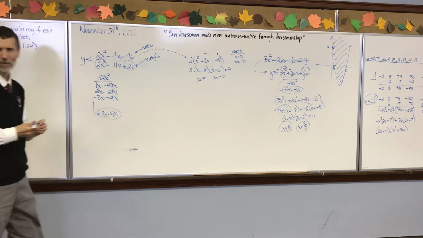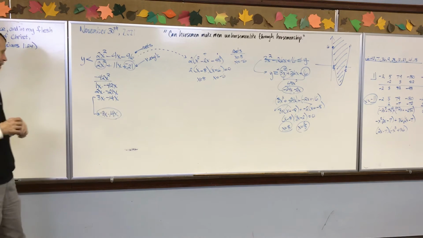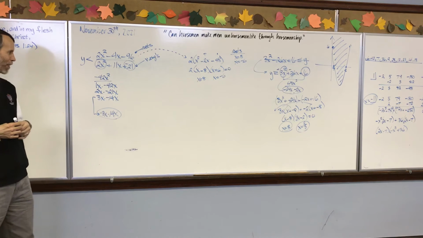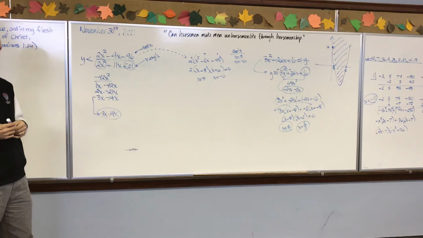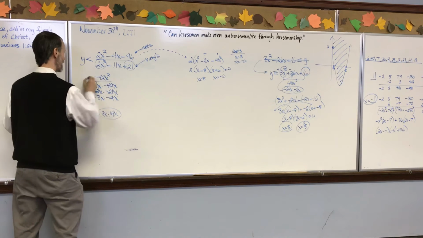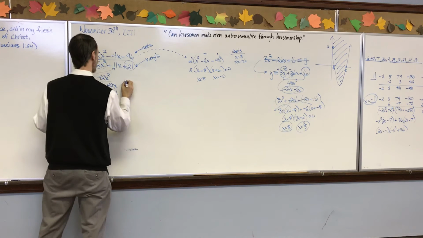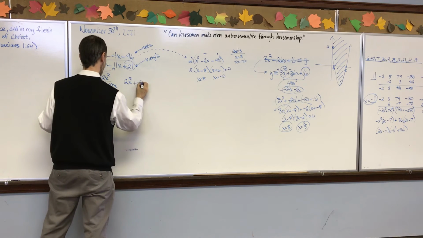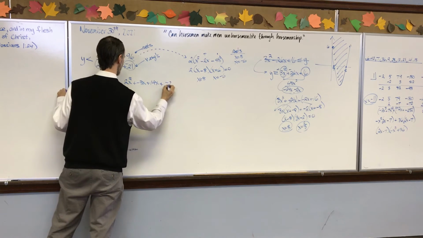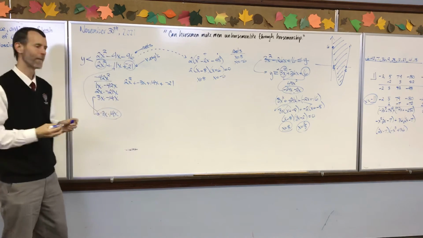So take over, Blaze. What do you do with this? That's a magic pair. You replace the 11x with it. Right, so plug in for the 11x. So we've got 2x squared plus negative 3x plus 14x plus negative 21. Keep going. What would you do now?